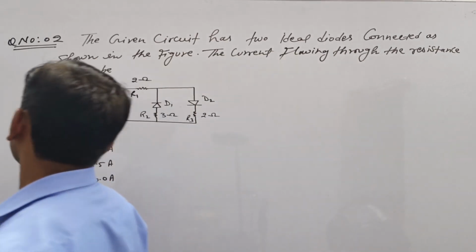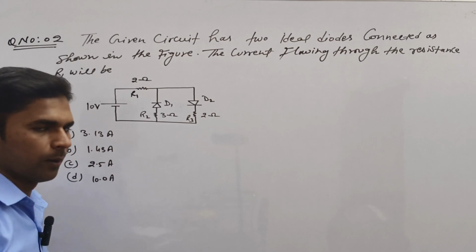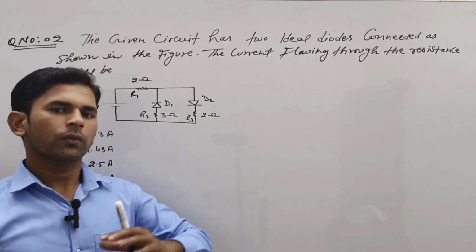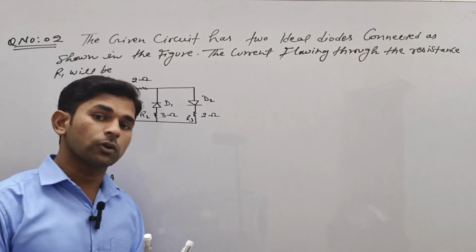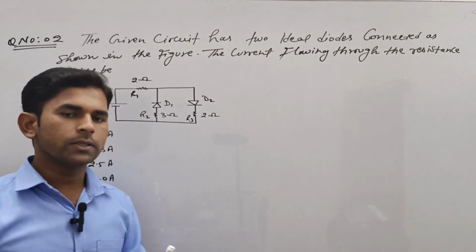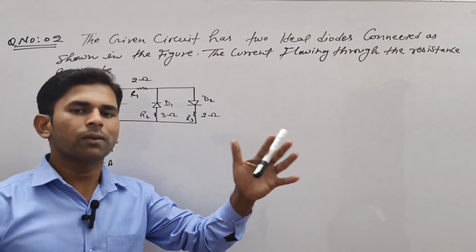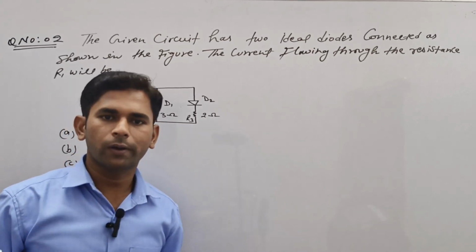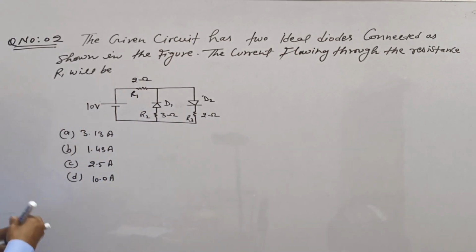Before solving this problem, you should just read that diagram. In that diagram, you will search which corner is showing forward biasing and which corner is showing reverse biasing. Because in forward biasing, there will be flow of current, but in reverse biasing, there will be no flow of current. So you can check here.